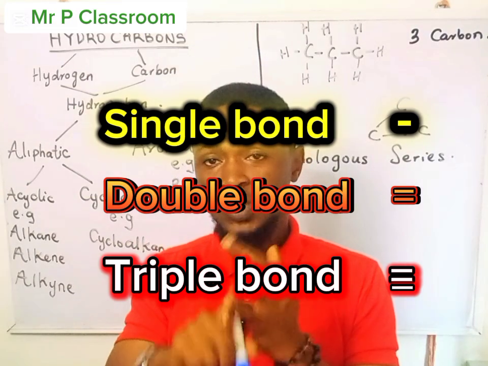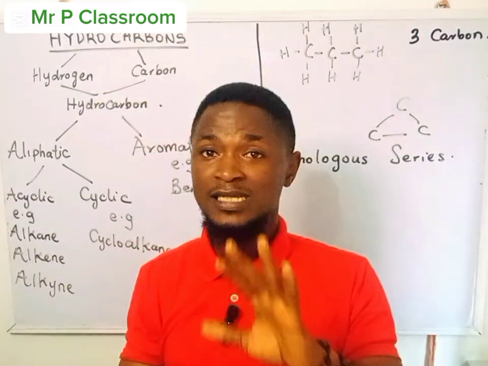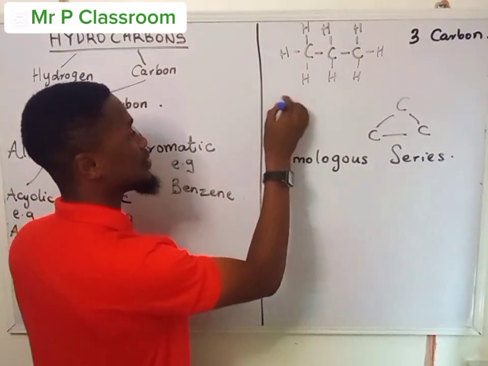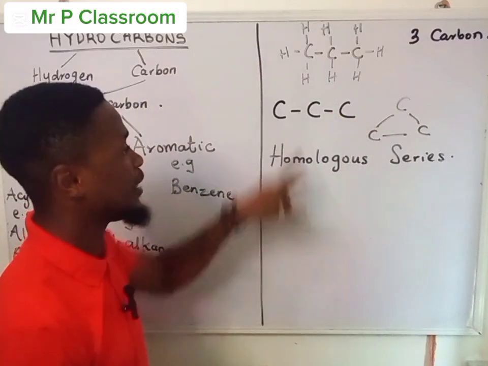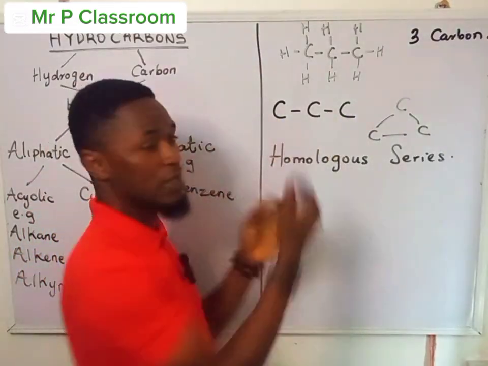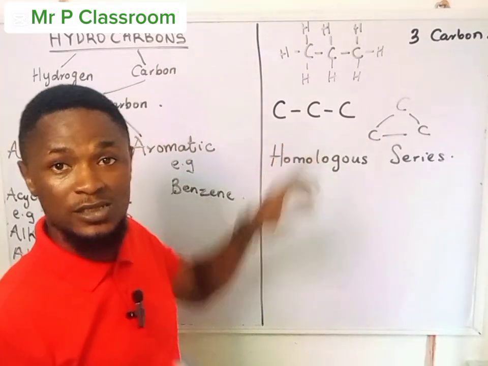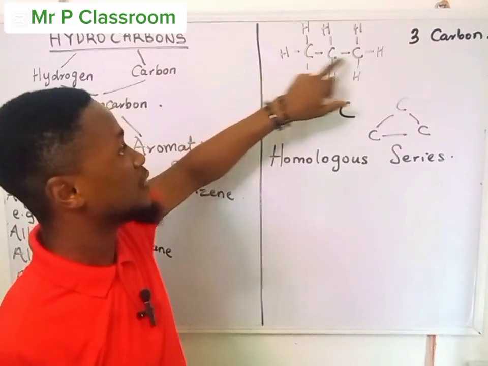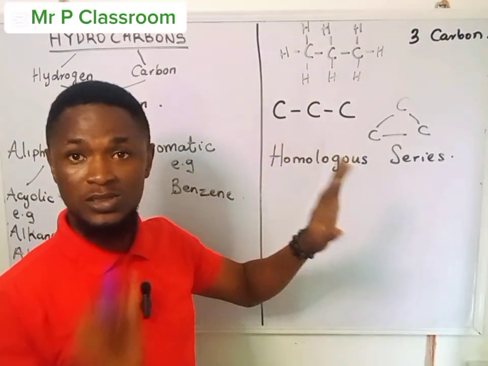Single bond, double bond, and triple bond. If it is single bond, look at what I mean by single bond. Are you seeing this? C, C, C. Now, how many dashes are you seeing here? 1 dash. This means this carbon and this carbon are bonded singly. That's single bond. When you see just 1 dash, that's single bond. So if you look at this example now, all of them are single bond. The carbon to carbon chain is just single bond.